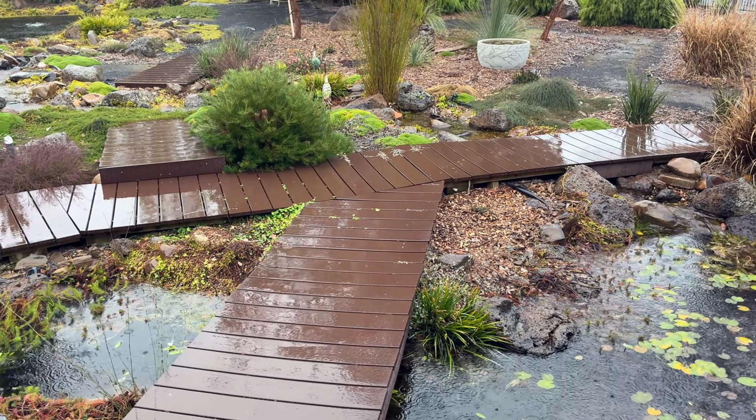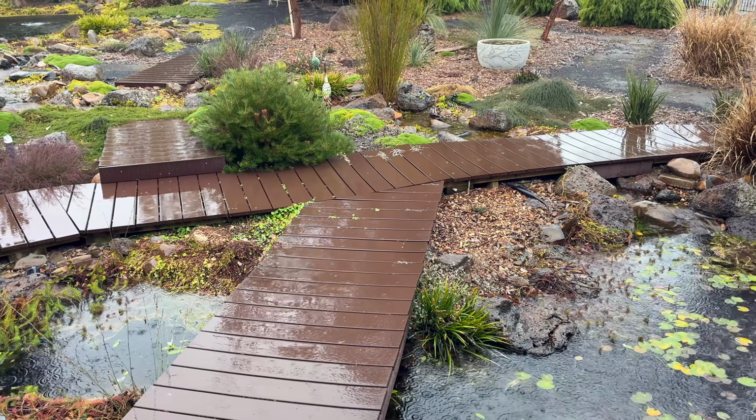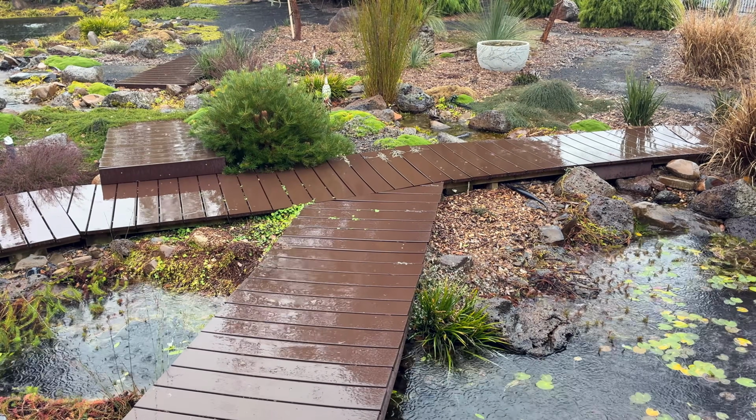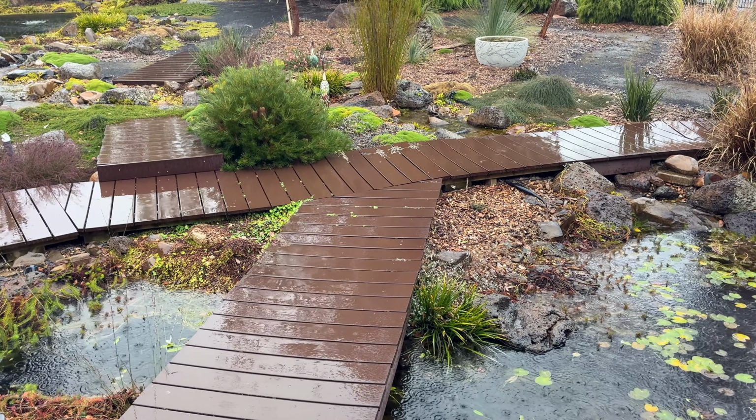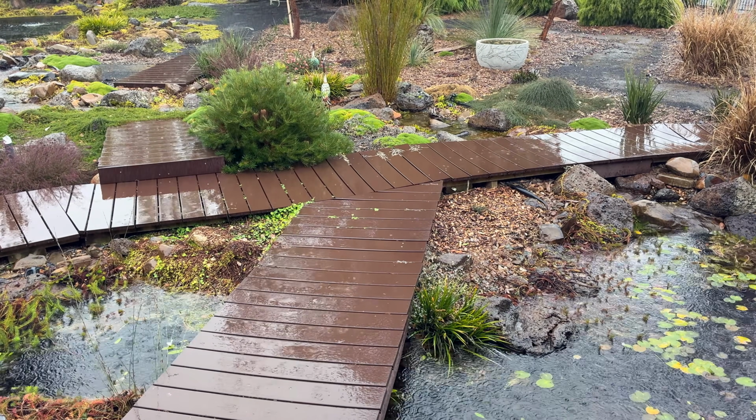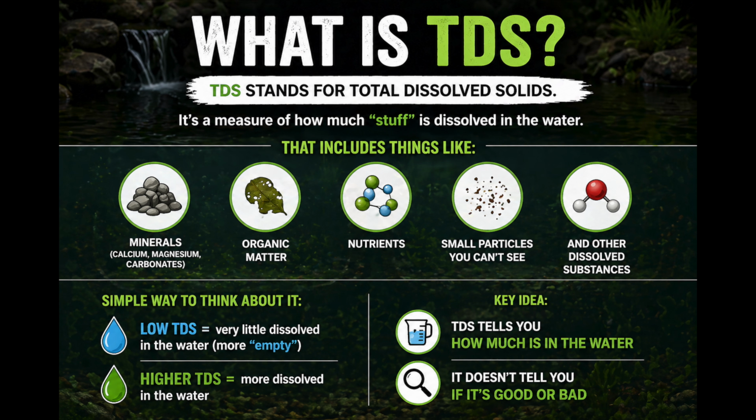So when we talk about rainwater, we're usually thinking about something clean and pure, and in a way it is. Pure rainwater typically has very low dissolved solids. That just means there's not much stuff dissolved in the water, things like minerals, salts and trace elements. All of that adds up to what's called total dissolved solids, or TDS. So when TDS is low, the water's very empty, and it also has no alkalinity.